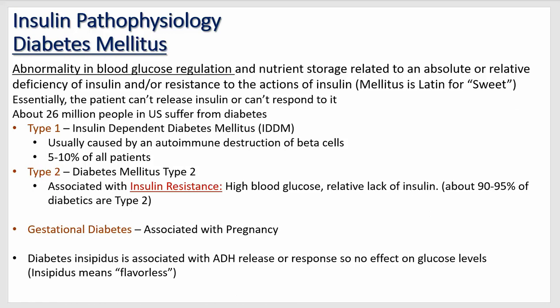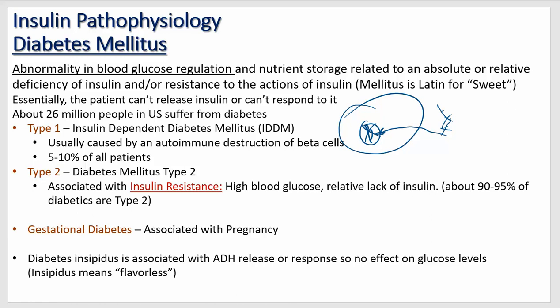All right, so essentially the patient can't release insulin or they can't respond to it. So there are a couple of different types here. Both types involve insulin. In type 1, insulin-dependent diabetes mellitus, it's usually caused by an autoimmune destruction of the beta cells. Remember, the beta cells in the islets, the immune system targets those and kills them and wipes them out. So you don't have a release of insulin. So there is no release, and therefore the cells aren't going to get glucose put into them. It's going to stay in the blood.